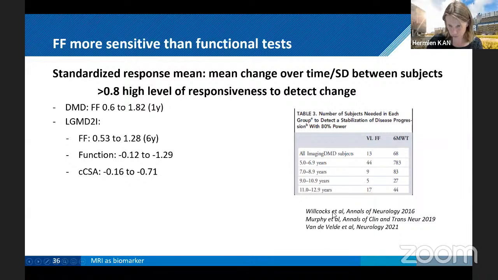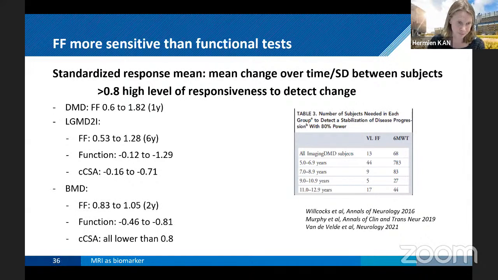Well, you may have already noticed some other references here. There are also a lot of other groups who use this methodology to look at their data. Murphy et al. showed that in LGMD2I, the fat fraction had an SRM of 0.53 to 1.28 over 6 years. So for part of the muscle, that was also higher than 0.8, while for function, there was quite a large variability. And for the CCSA, the contractile CSA I mentioned earlier, where the question was whether we should look at the muscle or at the fat, the SRMs were actually all a little bit lower.